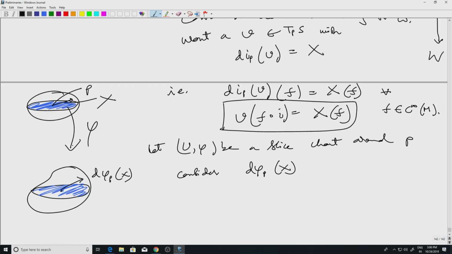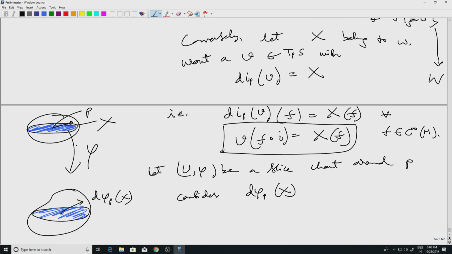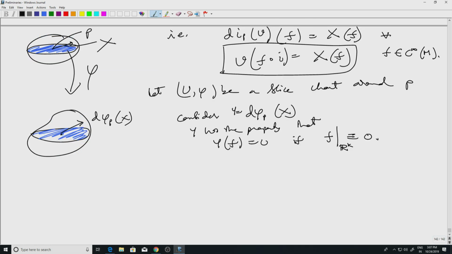So if F restricted to this open subset is 0, then X of F should be 0. Well, not quite X, it is this vector. Consider Y equal to this. Y has the property that Y of F is 0 if F restricted to R^k is identically 0. So in other words, whenever the last n minus k coordinates are 0, if the function happens to be 0, then the derivative of that function, this Y action on that, is also 0, is what we are saying.